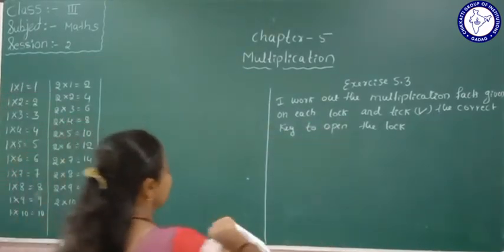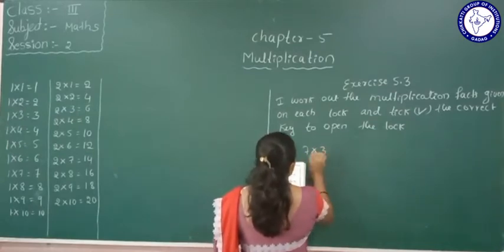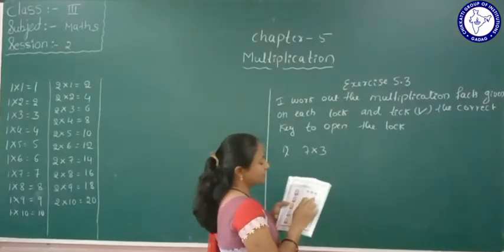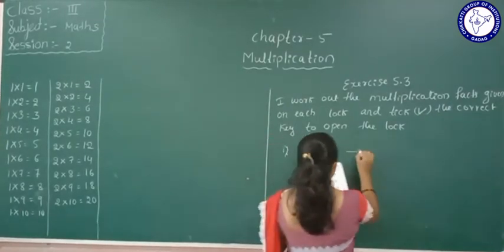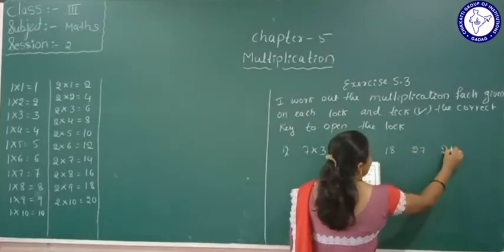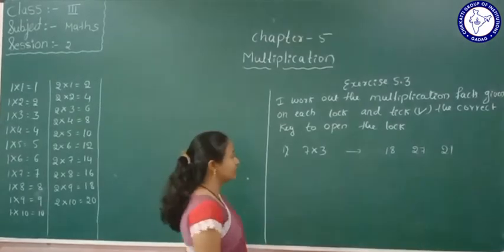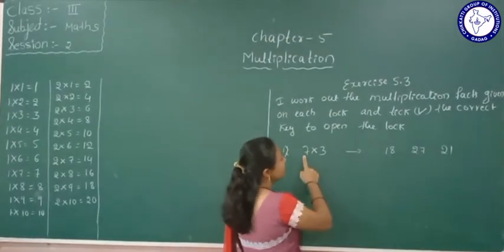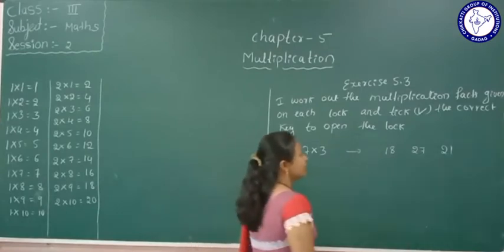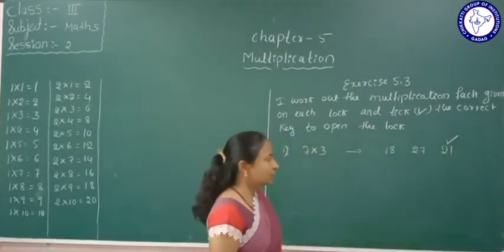Okay, see here, first one, 7 into 3. In the keys they have given 3 options: one is 18, another one is 27, another one is 21. Which is the correct answer here? We multiply here. 7 into 3 is equal to how much? 7 3s are 21. I'll write the correct mark on the 21.